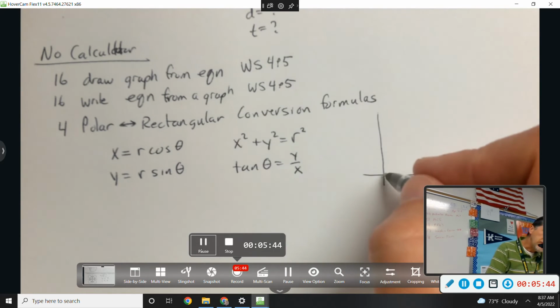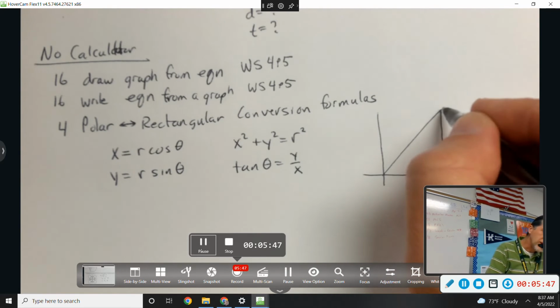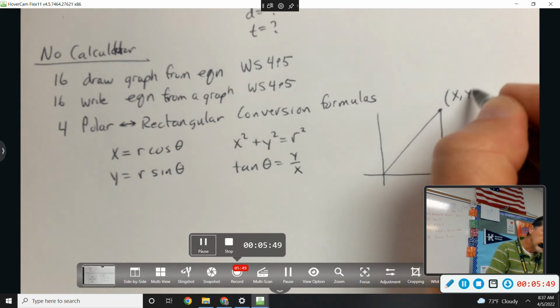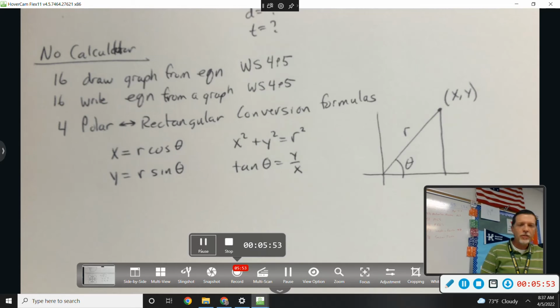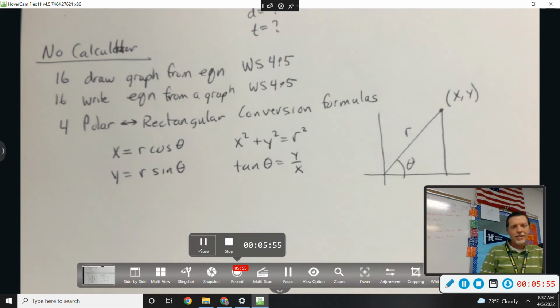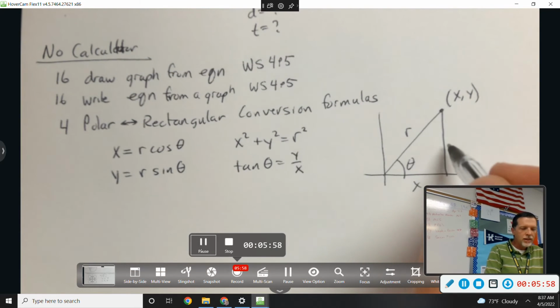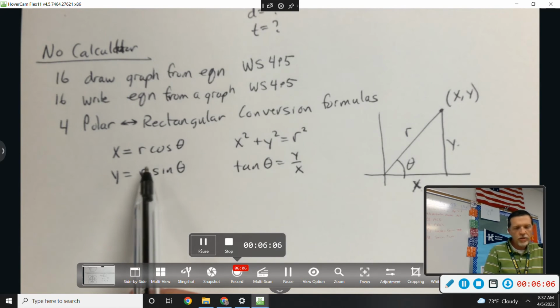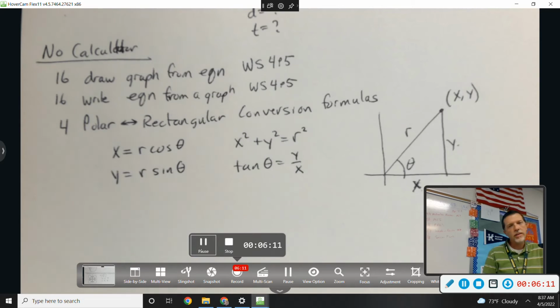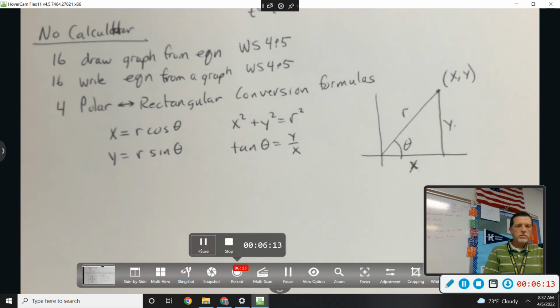If I remember right, there's even a picture drawn. And so even if you didn't have them memorized, the idea is you should be able to figure them out from the picture. X squared plus y squared equals r squared. Tangent of that angle is opposite over adjacent. The sine and cosine ones are a little bit harder, but we've done that enough. X goes with cosine, y goes with sine. Again, the picture will be given.